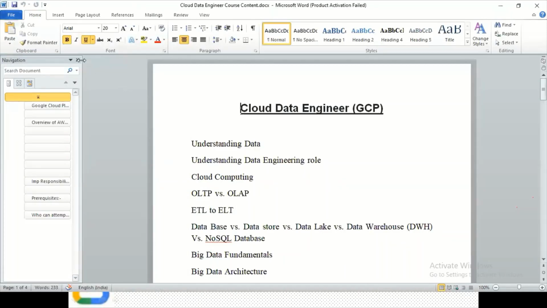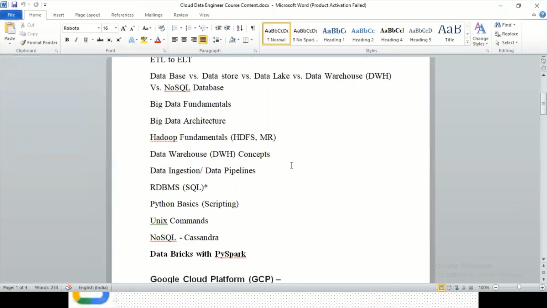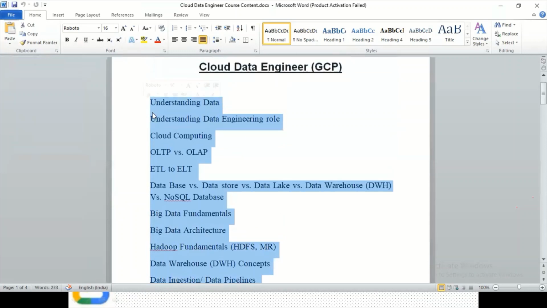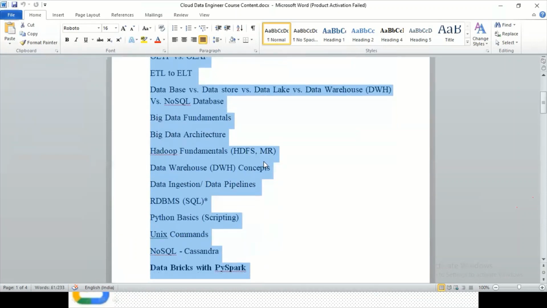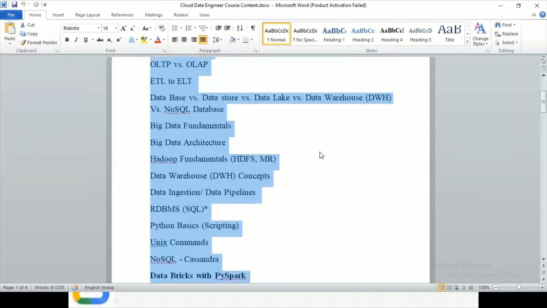So here, GCP data engineer. If you see from here to here, the first phase is common for all cloud data engineers. No change. Whether you are going with GCP or maybe in future you go to Azure or AWS, this 60% of the course content will suffice.